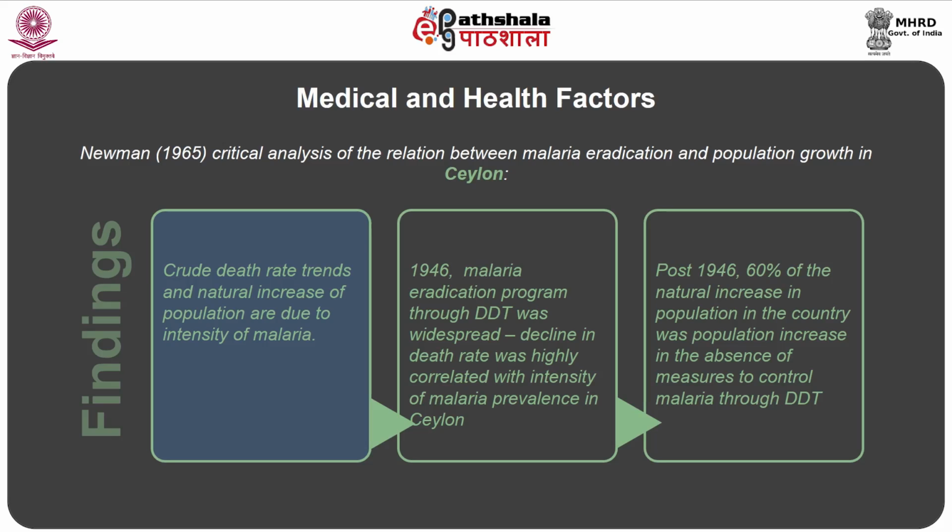The trends in crude death rate and natural increase of population in the country are mainly due to the intensity of malaria, and during 1946, with the widespread malaria eradication program through DDT, the fall in the death rate was highly correlated with the intensity of malaria prevalence in the districts of Ceylon. And the third is that natural increase in population, in the absence of anti-malaria measures, with malaria control with DDT after 1946, accounts for a major 60% of the population rise in the country.